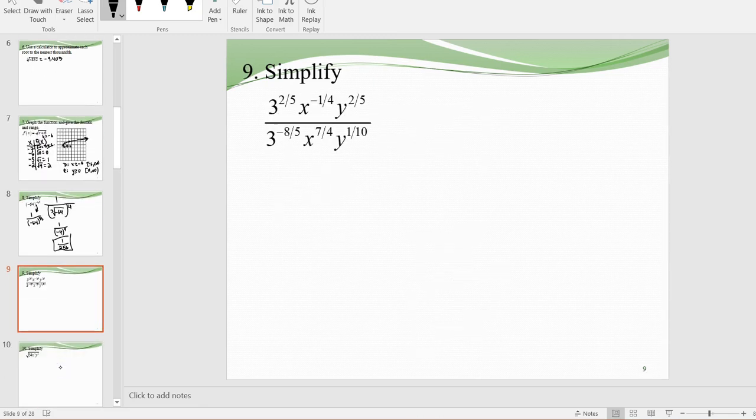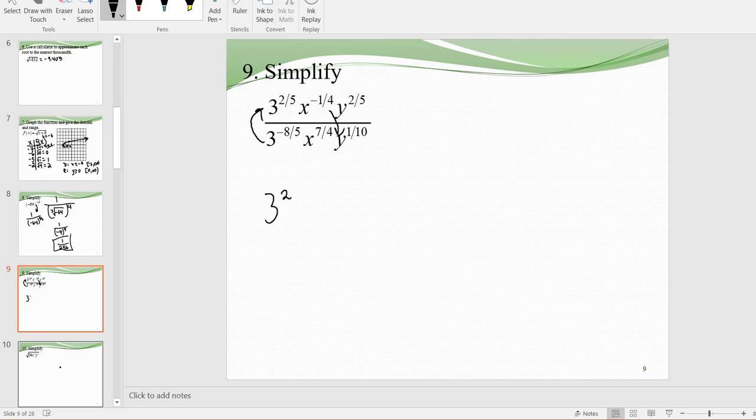Simplify. This is wanting to see if you can apply some of the rules. Some of the rules are going to be that if we have a negative exponent, we move things. Things that are negative down here, we move up. Things that are negative up here, we move down. So what do we end up with?